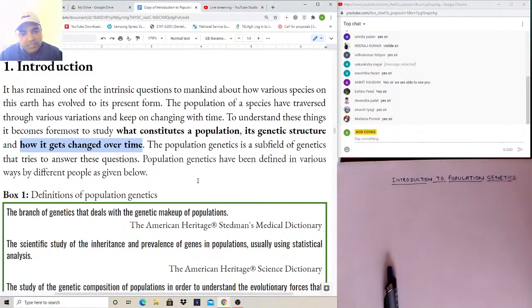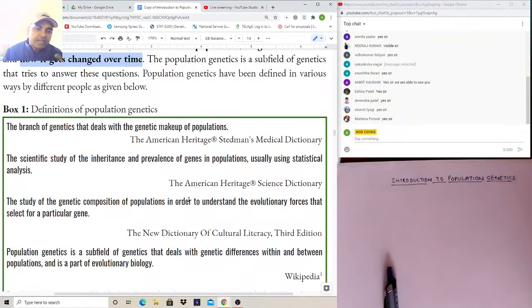Now, population genetics is a subfield of genetics that tries to answer these questions, the questions I asked in the previous lines. Population genetics has been defined in various ways by different people, as given below. We can see that many people have defined this branch of genetics in different ways.